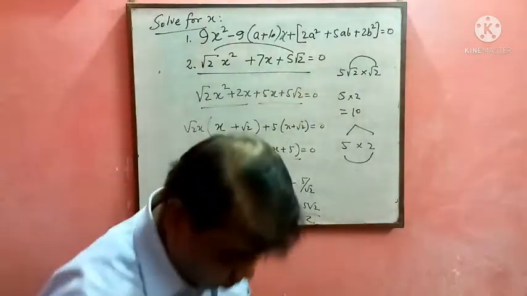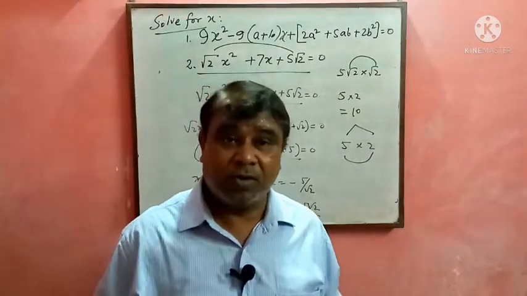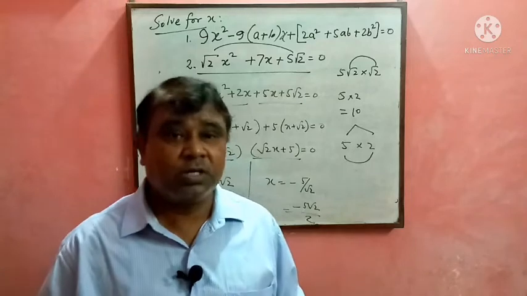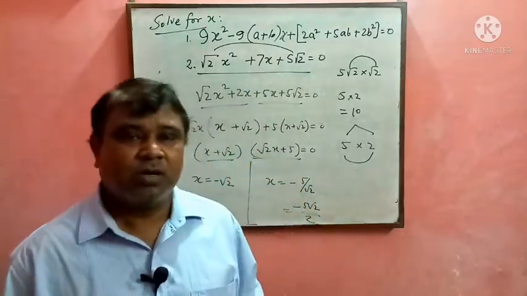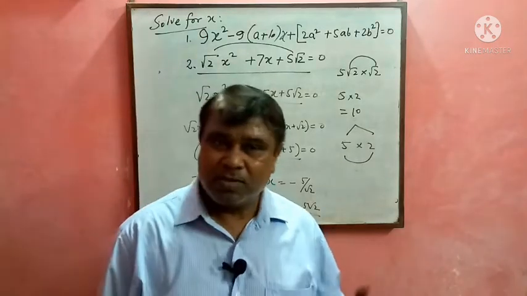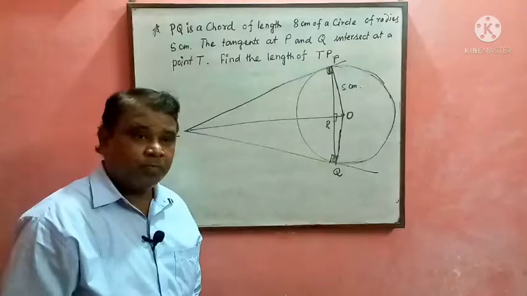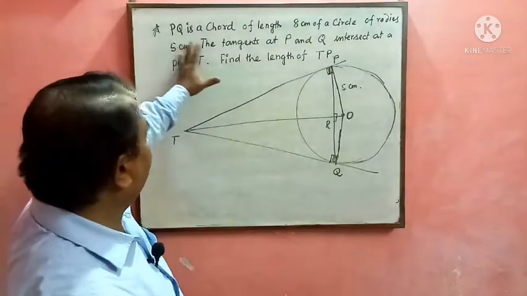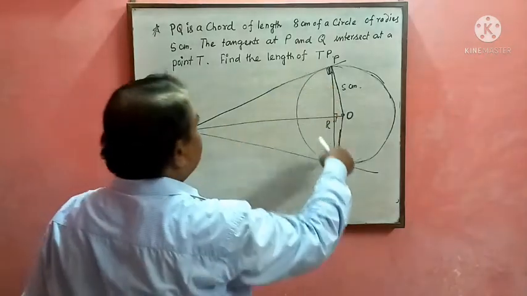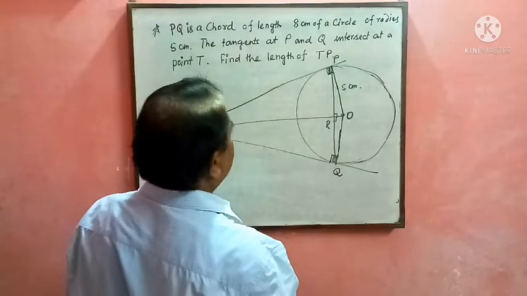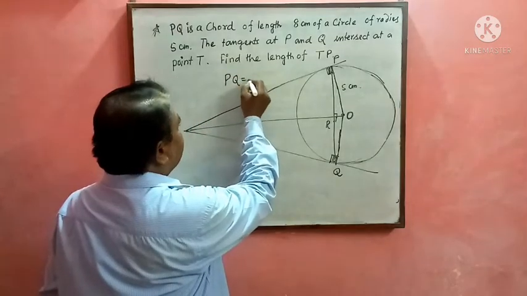This is your quick qualification. 2 questions today. I'm just trying to give you more and more support. That is the reason I'm just taking questions from the chapters which are in your syllabus right this time. Okay. We have a problem like PQ is a chord of length 8 centimeter. PQ is equal to 8 centimeter.